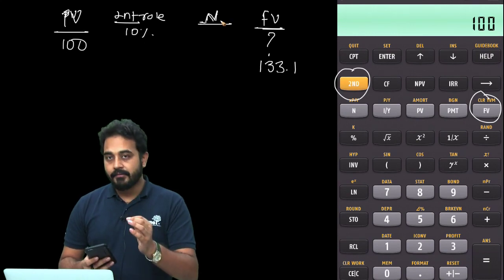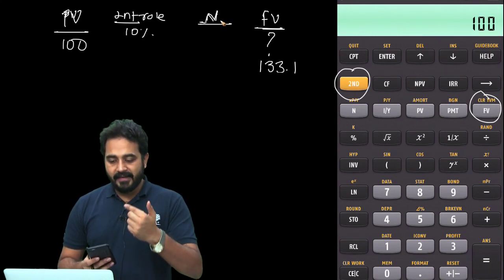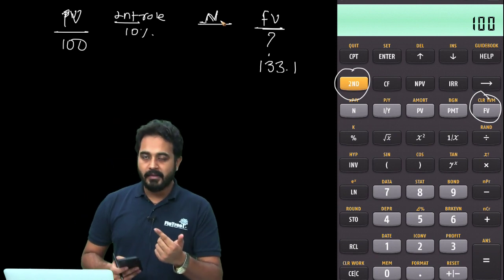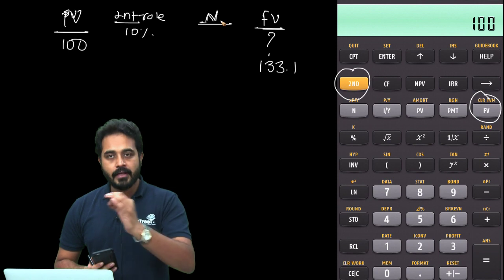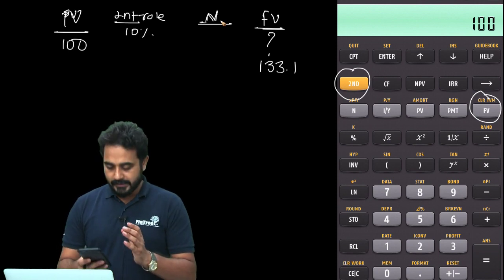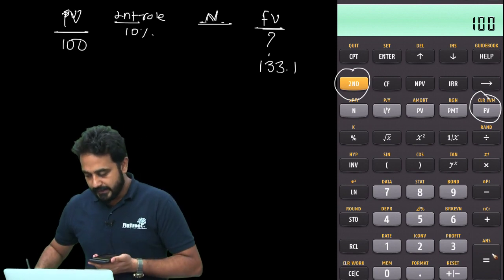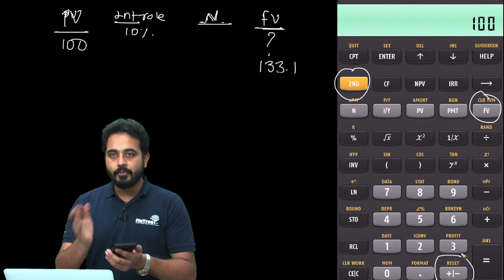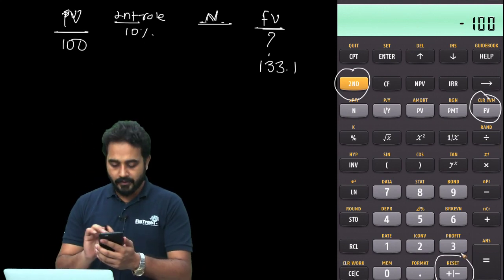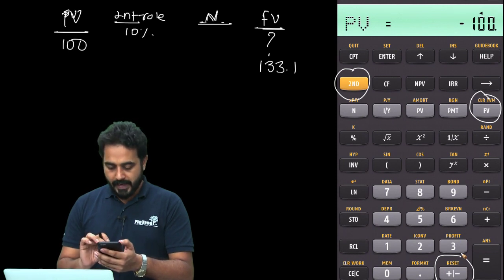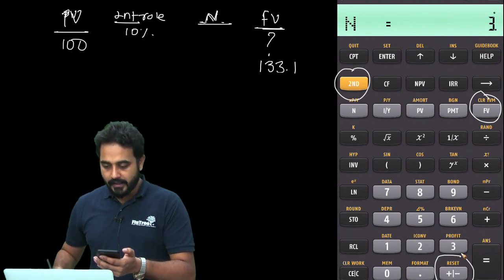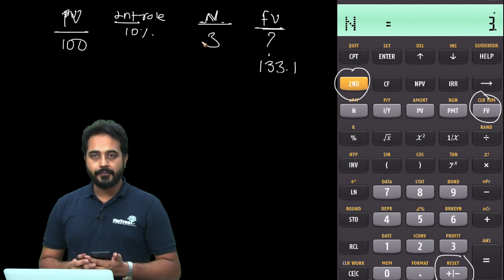Then 100 present value. But if I insert 100 as present value, my calculator is going to show an error, because then present value and future value will end up having the same sign. So I'm going to enter 100, then use this button to make 100 negative. So that's negative 100 present value. Then I'm going to compute N, and compute N gives me a value of 3.